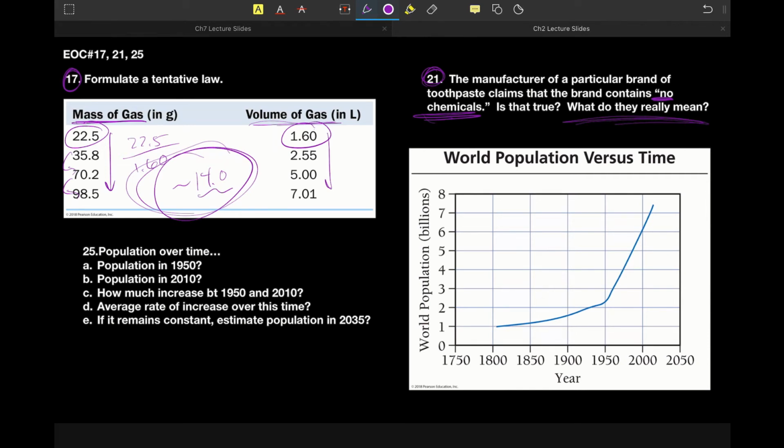So number 25 is just a data analysis question, right? Where can we read our graph? Anytime we have a graph, we should just take note of our axes. So here we have year, and it goes in increments of 50. Here we have our population, and it goes in increments of 1 billion, okay?